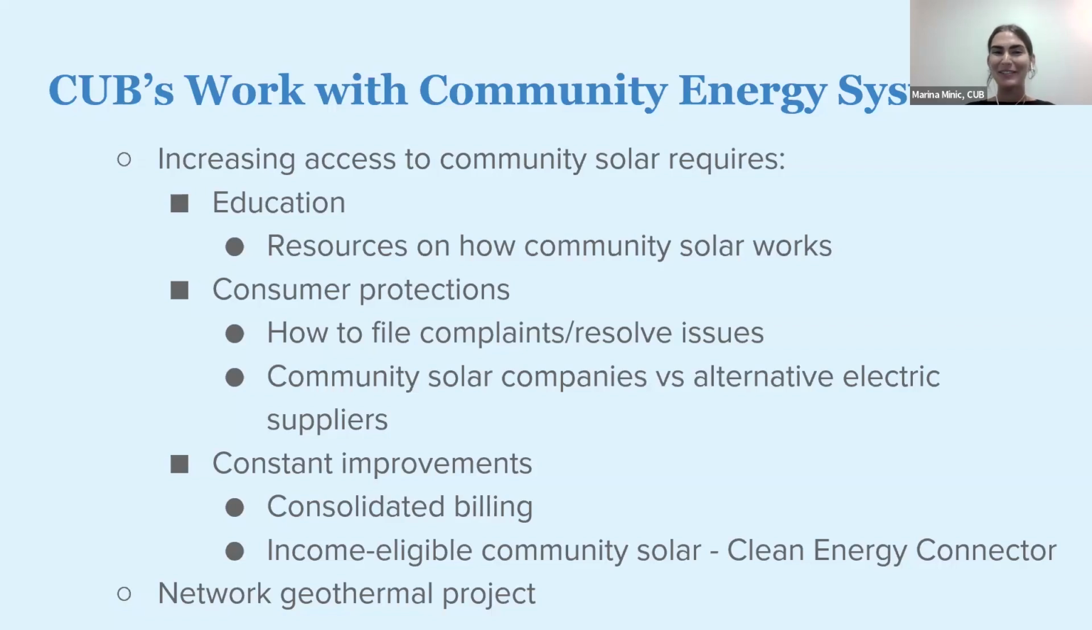Community solar can also oftentimes be confused with alternative electric suppliers. So that's another big part of our work, helping consumers distinguish between those two things. And then we're constantly working on improvements and engaging in stakeholder processes, so getting things approved like consolidated billing. Rather than having a dual bill system in community solar where you're paying your utility bill and a community solar provider, if it can all be on your utility bill, that makes things a lot easier for consumers. And then focusing on income eligible community solar is also really important.